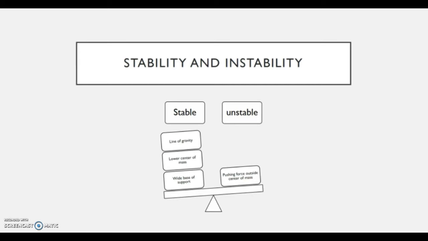For example, in gymnastics on the beam, during the dismount, the gymnast might have to step forward in order to gain balance by widening their base of support. This will stop them from falling over and being deducted fewer points in the competition. However, sometimes instability is needed and is produced, for example, in diving. This is done by the object pushing a force outside the centre of mass.